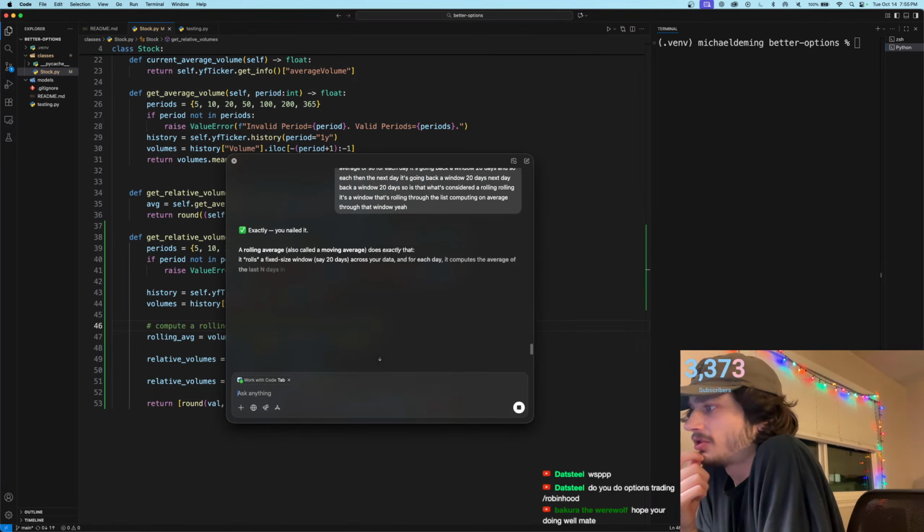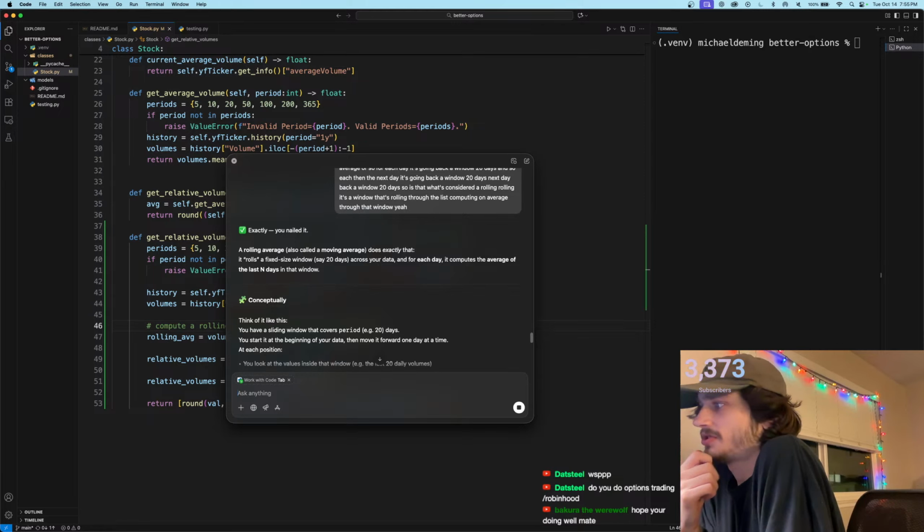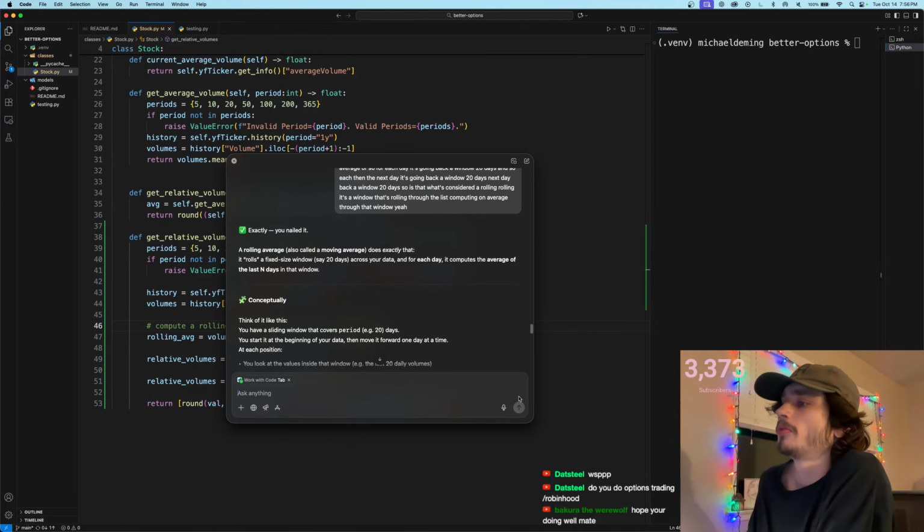A rolling average, also called a moving average, is exactly that. It rolls a fixed-size window, say 20 days, across your data. For each day, it computes the average of the last n days of that window. Move forward one day at a time.